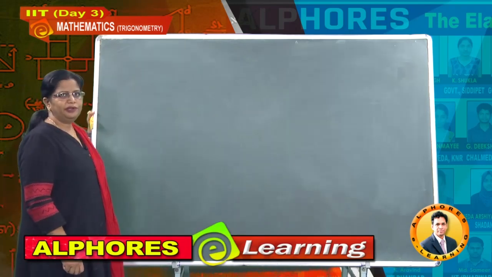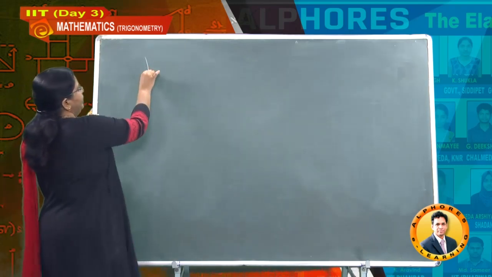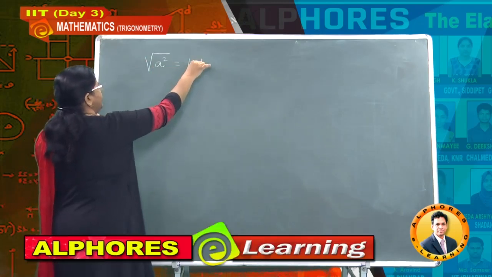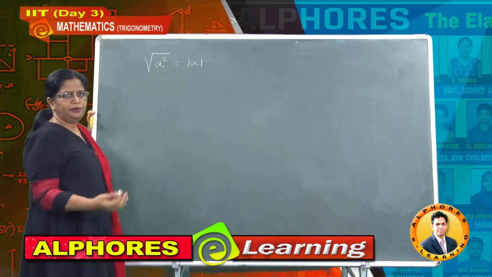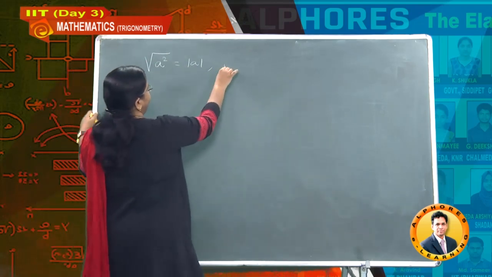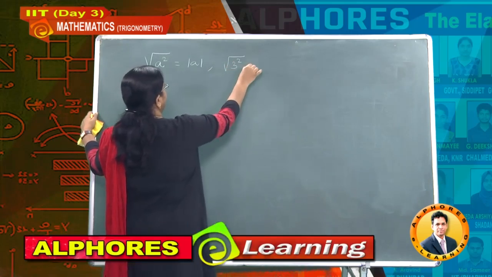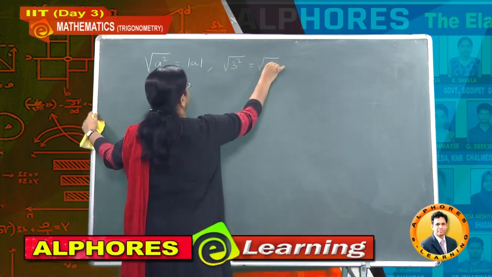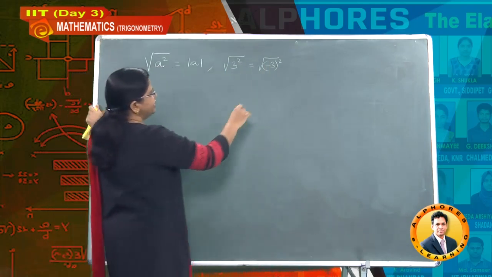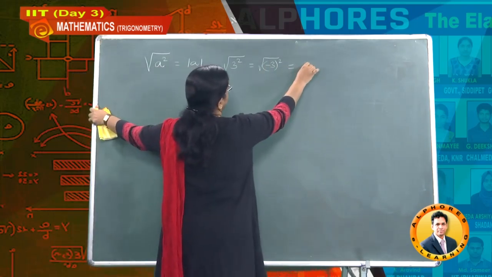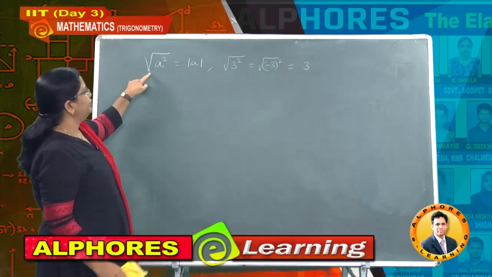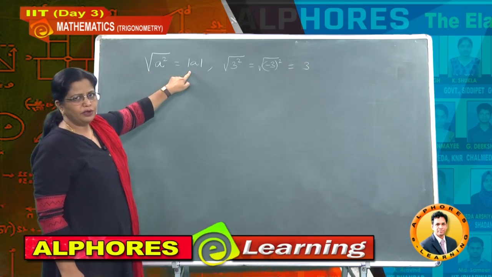Square root of trigonometric functions. If I take root a square, our meaning is mod a. It is not a, because you don't know what a is. A is positive or negative. If I write root of 3 square, it is the same as root of minus 3 whole square also, right? That implies this is nothing but 3, but we don't write it as minus 3, because a square root answer must always be positive.